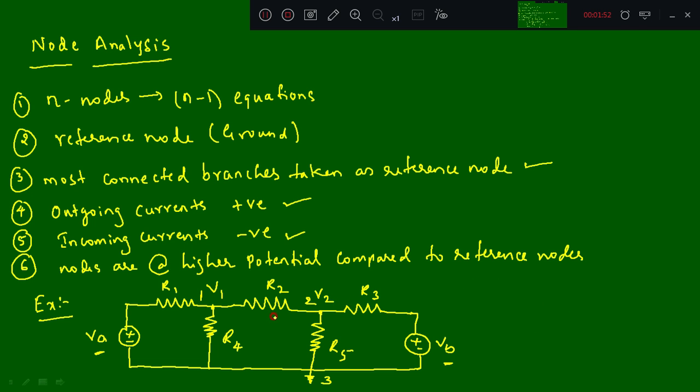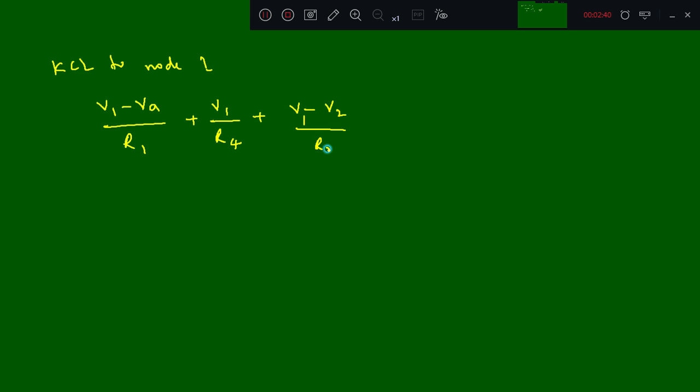If I apply KCL to node 1, the equation I get is (V1 minus VA) divided by R1, plus V1 divided by R4, plus (V1 minus V2) divided by R2, is equal to 0. This is one equation.